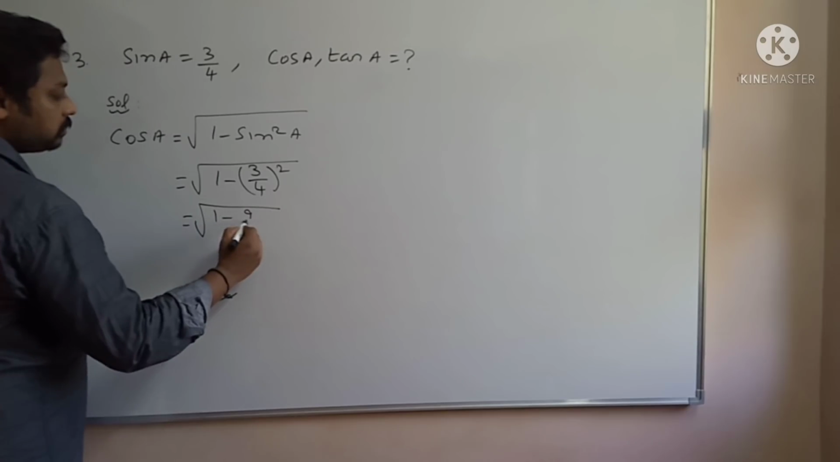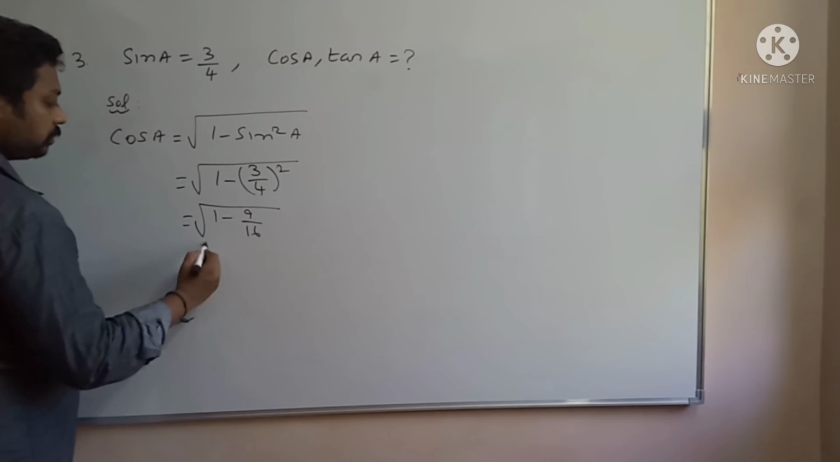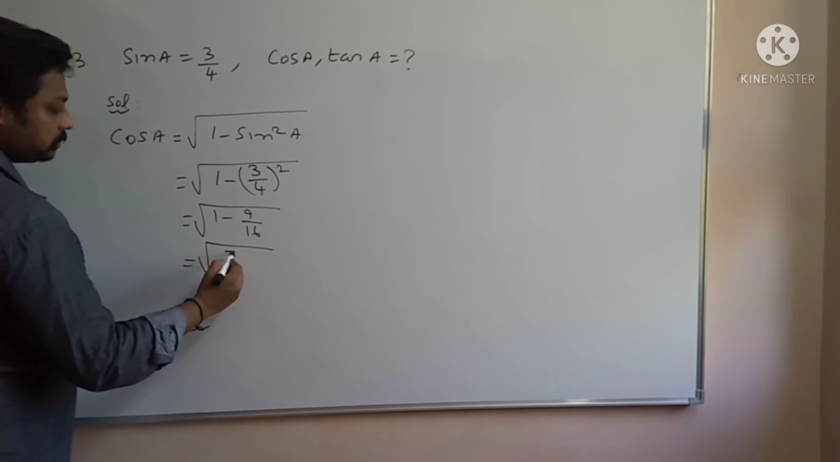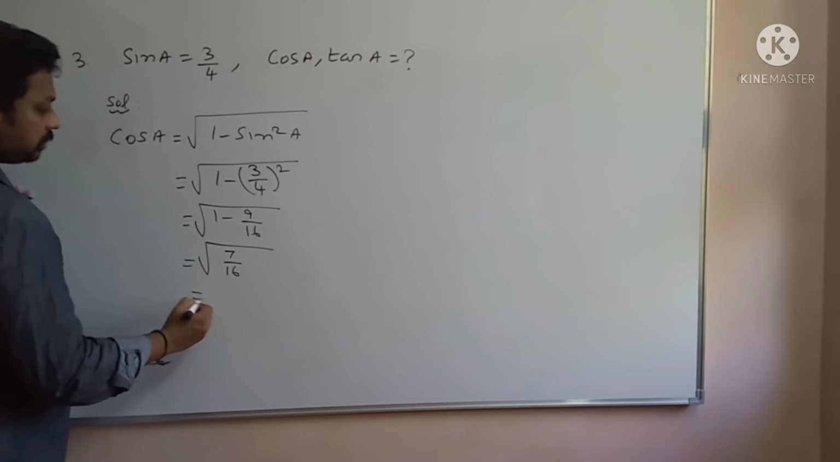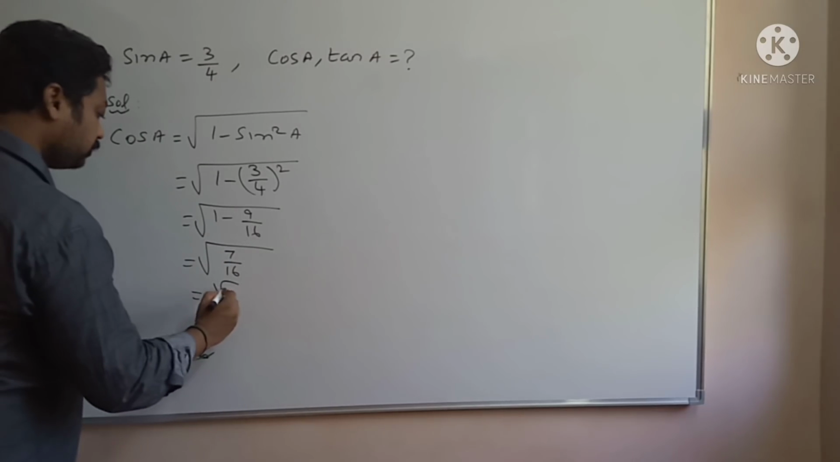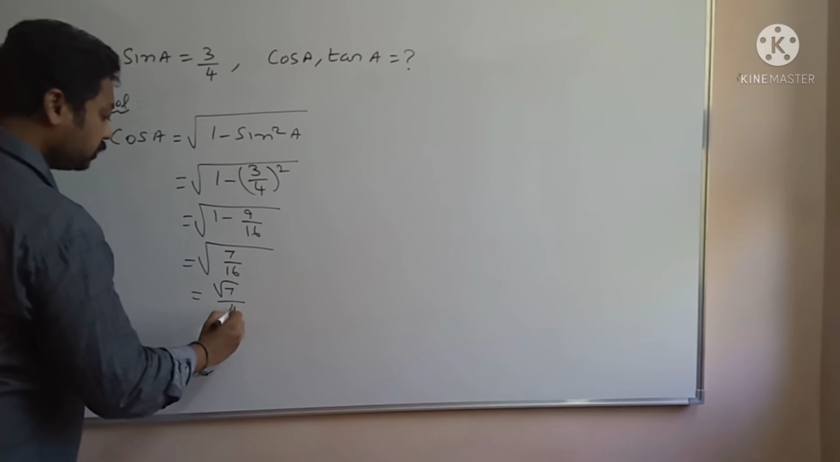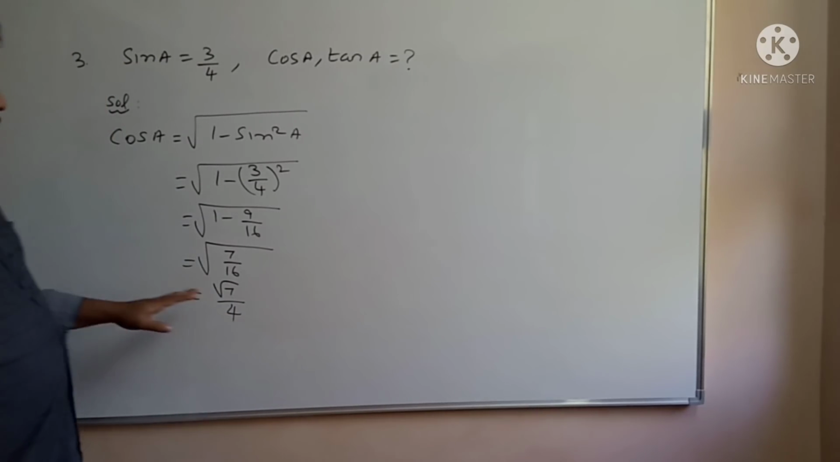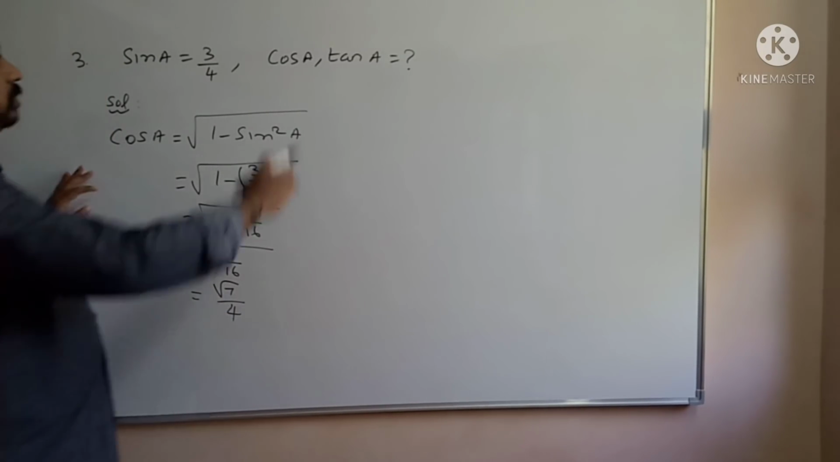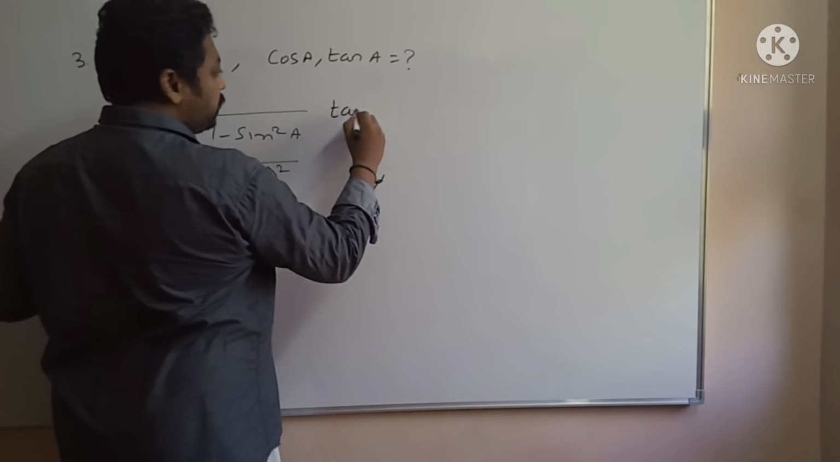So 1 minus 9 by 16. 16 minus 9 is 7, so 7 by 16. The square root of 7 is okay, root 7 only. The square root of 16 is 4. So what is cos A? Root 7 by 4. Now we find tan A. So what is tan A?